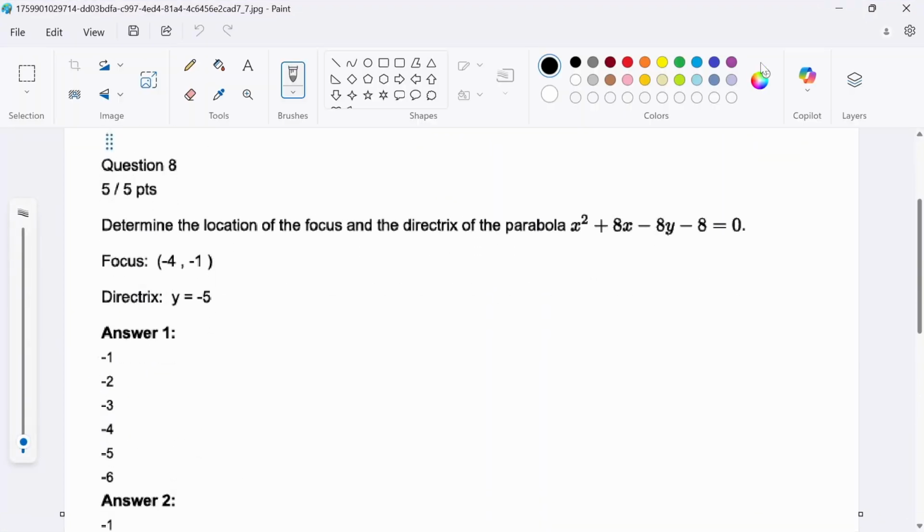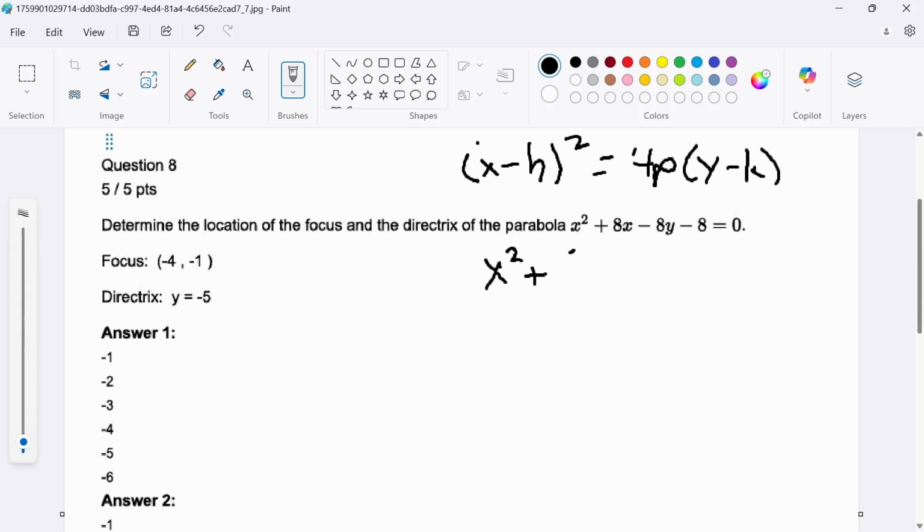Question 8, determine the location of the focus and the directrix. Well, this is the same thing. I've got to get this into this form: x minus h squared equals 4p times y minus k. So I'm going to have to do some completing the square. x squared plus 8x. I'm going to get the y's on the other side, equals, I'm adding 8y to both sides. I'm adding 8 to both sides.